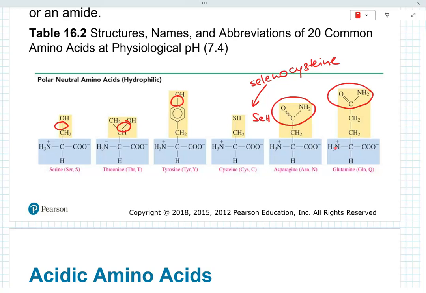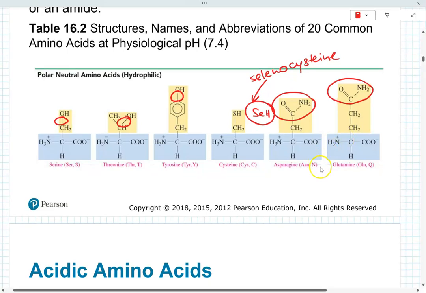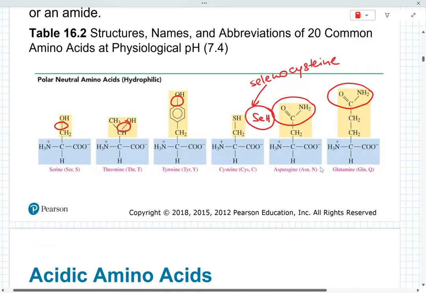So it turns out, as we will see, this group is a very good donor of electrons. And selenocysteine is found in a lot of proteins that deal with so-called oxidative stress. So now let's take a look at amino acids that are charged.